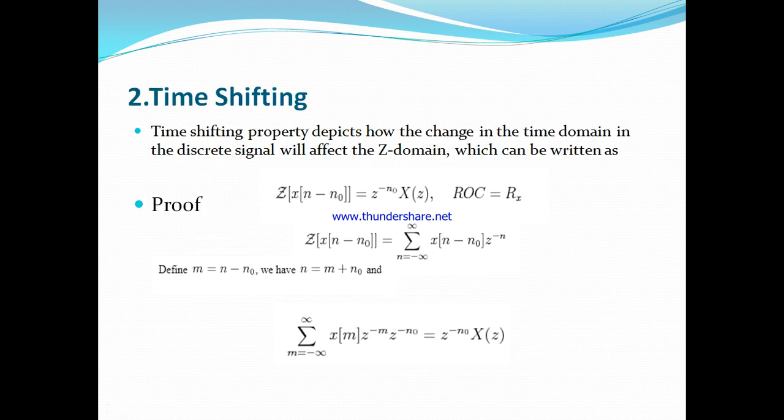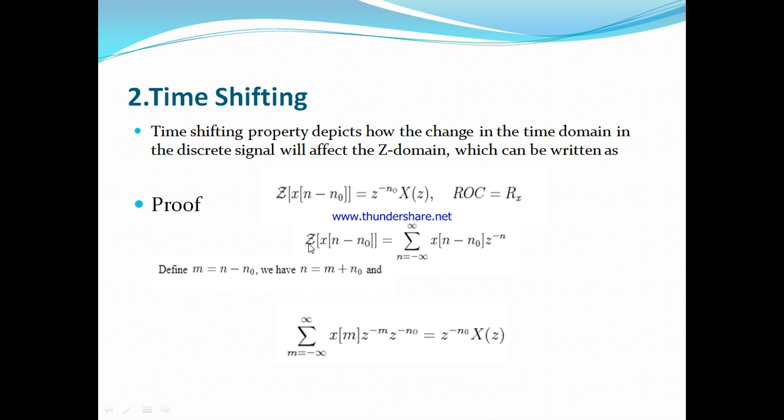Next, time shifting. The time shifting property says how a change in the time domain of the discrete signal will affect the Z domain. This is the discrete signal x of n minus n naught, that means we have a shift in time. That will also affect the Z domain. So the Z transform of x of n minus n naught equals z power minus n naught into X of z.